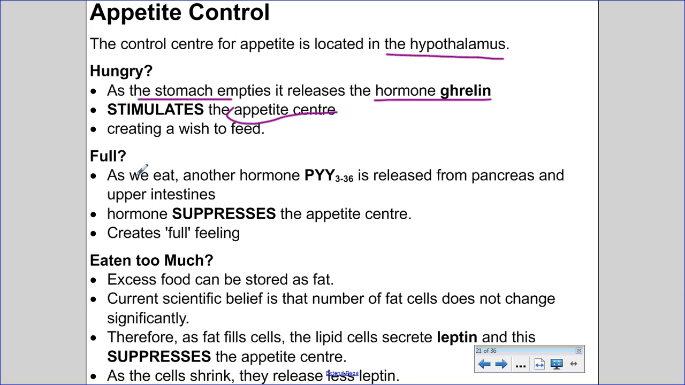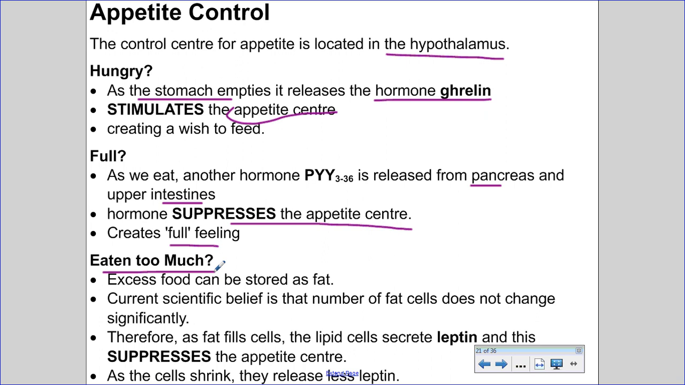If you are full, basically another hormone, PYY3-36, is released from the pancreas and upper intestines. This hormone will suppress the appetite center and will create this feeling of being full.